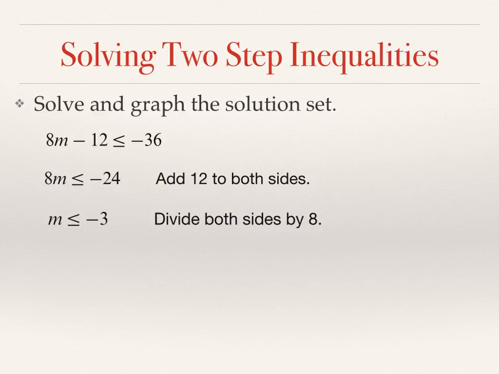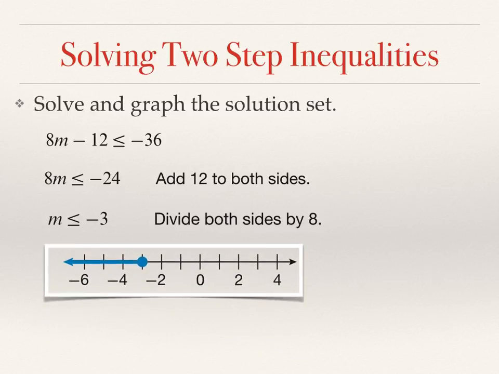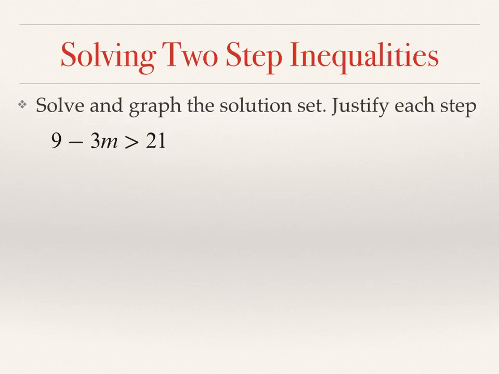So in our number line, we'll have a closed circle at -3, and we're shading to the left to represent numbers less than or equal to -3. So that was a two-step inequality. Here's the next one.